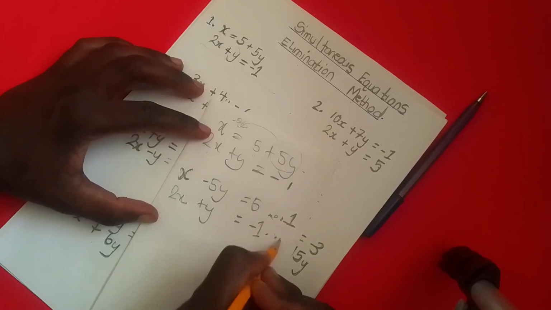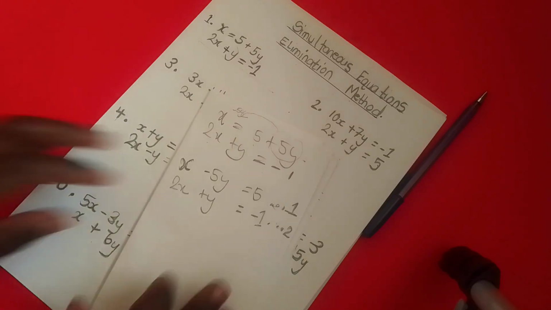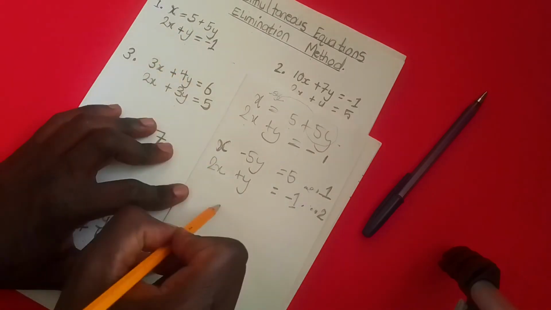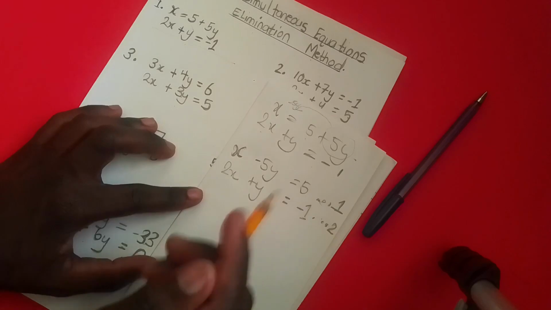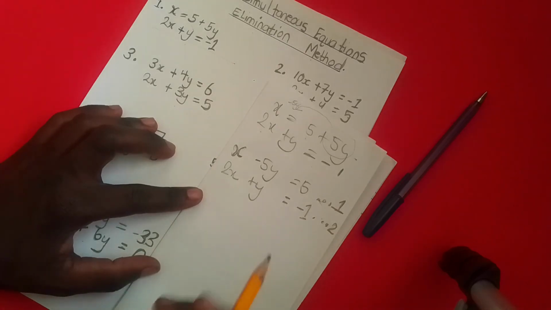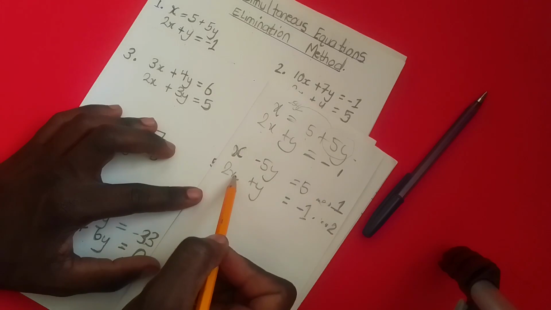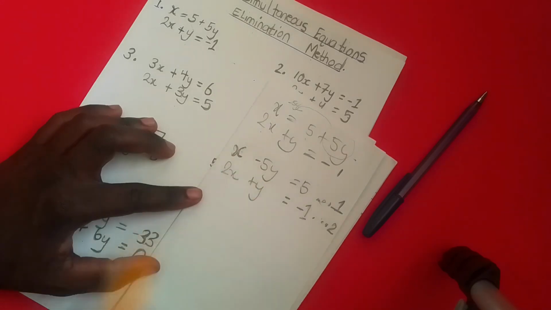This is equation 2. Am I clear? I hope this is clear. Then to solve question 1, we eliminate. For us to be able to eliminate, the coefficients of x should be the same. We want to make the coefficients of x the same.